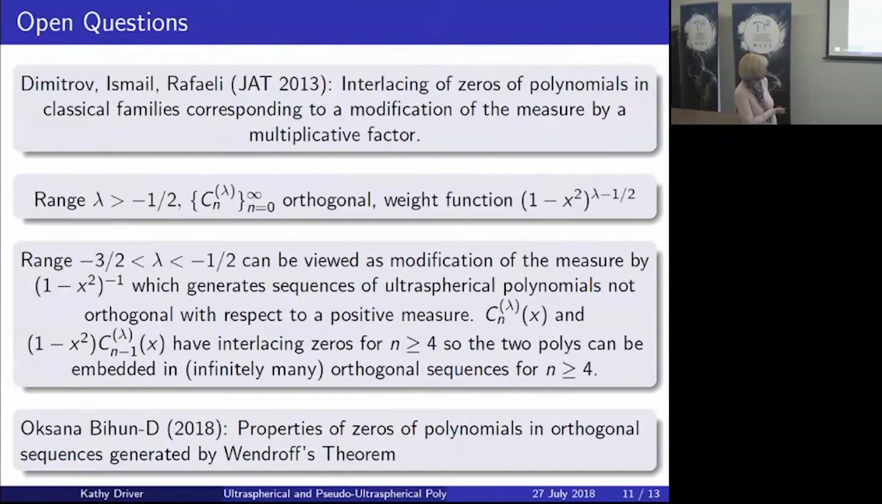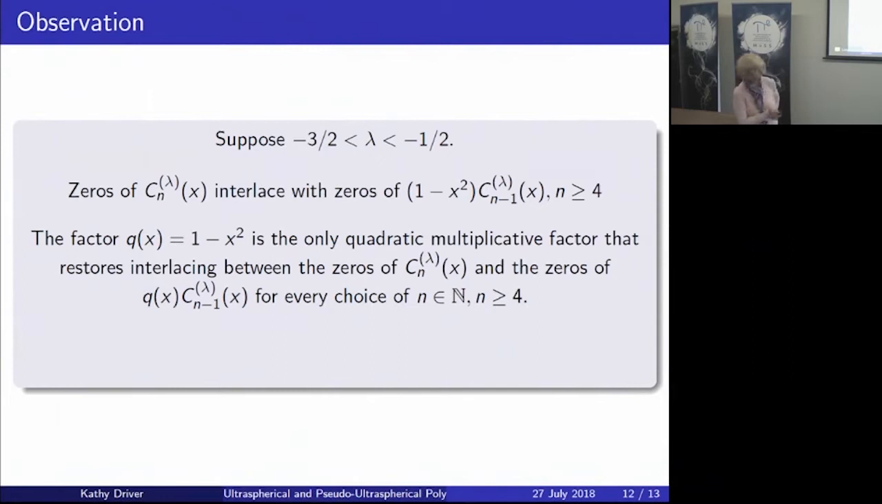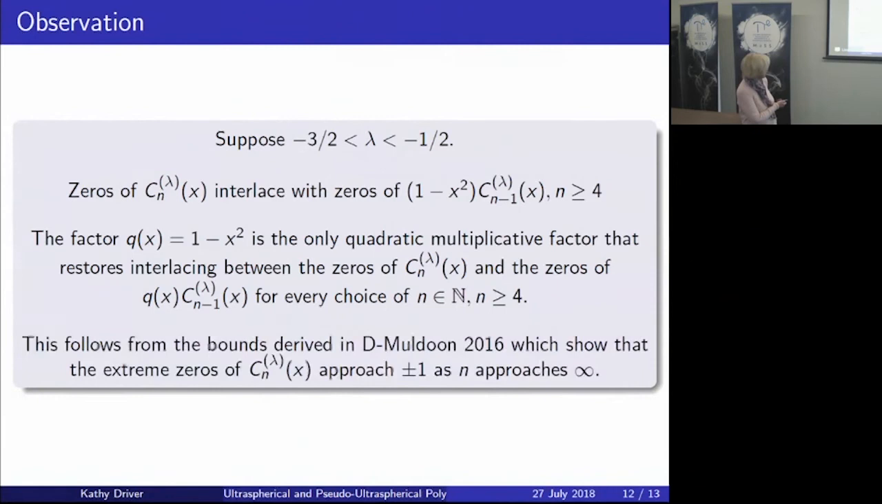One of the things that we can also prove in the paper with Martin Muldoon, and I won't go into any of these details here, is that you have this interlacing provided you add the zeros of 1 and minus 1. And more than that, this quadratic factor is sharp. You can't improve it. Okay? It's the only quadratic multiplicative factor that restores interlacing. And we could actually prove that by using asymptotics of the zeros of ultraspherical polynomials. So that's also a result that we have. And it follows from the bounds, the extreme zeros approach plus or minus 1. So if you give me an epsilon, I can give you an n, and I'll find a contradiction. Okay, so that followed from that work on the extreme bounds. We've got bounds for the zeros of the ultraspherical polynomials in the quasi-orthogonal order 2 case.